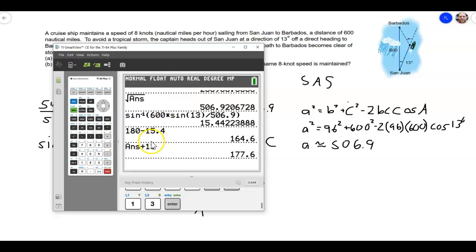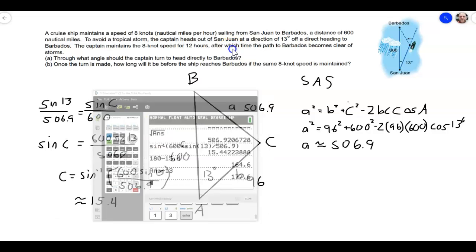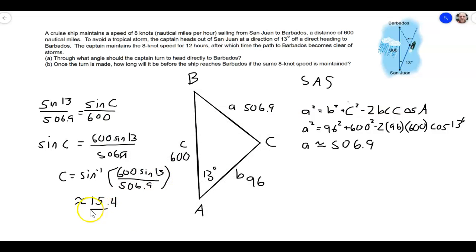All right, so 15.4 is that. So that is the first part of that answer, degrees, and then the second part is once the turn is made, how long will it take before the ship reaches Barbados if the same 8 nautical miles is maintained. So we're going 8 nautical miles, and we're going that for 506.9 miles. So let's find that out.